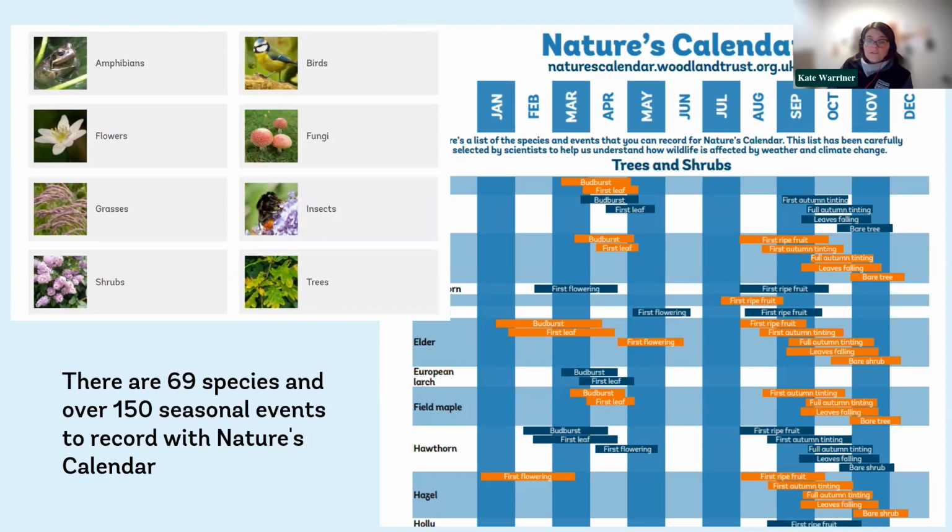So moving on to more practical stuff and how you can get involved. Basically, it's quite simple. We recommend that you choose a few species out of the 69. Certainly wouldn't expect anyone to record all 69 species and all events, unless you have a lot of time. So we recommend you pick a few that you can see and observe regularly, whether it be in your back garden or on a walk or on your walk to work or something like that. And just keep an eye on them as the seasons change.